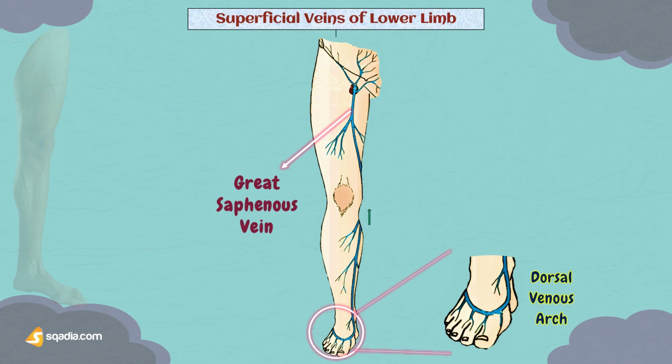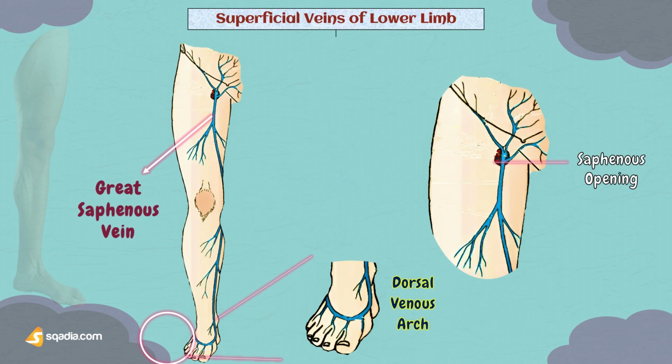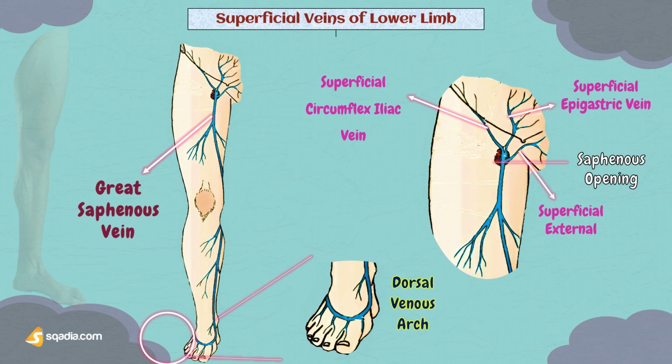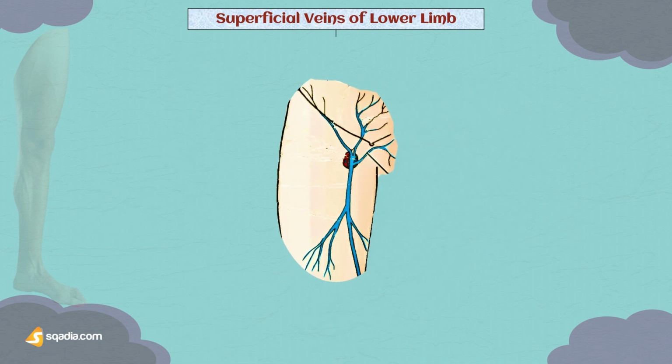In the thigh, it inclines forwards to reach the saphenous opening, where it pierces the cribriform fascia and opens into the femoral vein. Before piercing the cribriform fascia, it receives three named tributaries corresponding to the three cutaneous arteries and many unnamed tributaries. The great saphenous vein terminates by draining into the femoral vein, a deep vein of the region immediately inferior to the inguinal ligament.